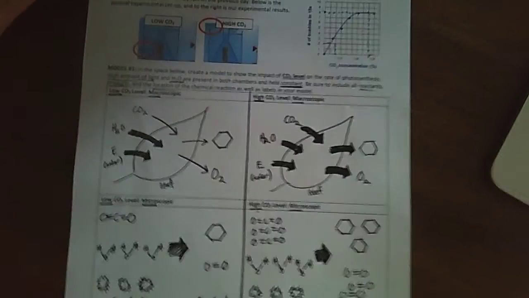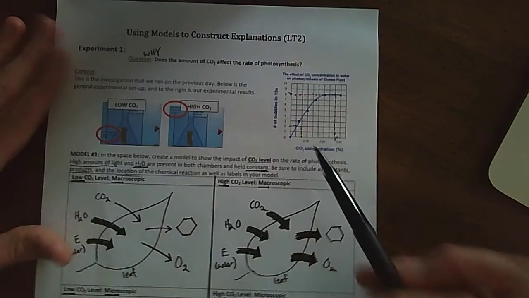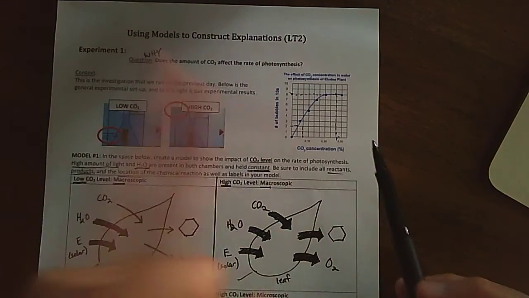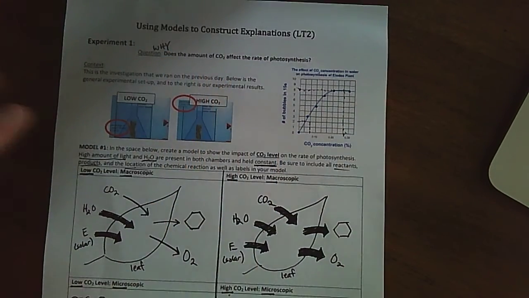So in both of these cases, we've been able to explain that when you have fewer reactants, you get fewer products, and that explains why when CO2 concentration increases, when my reactants in photosynthesis go up, so do my products. The rate of photosynthesis goes up as well.